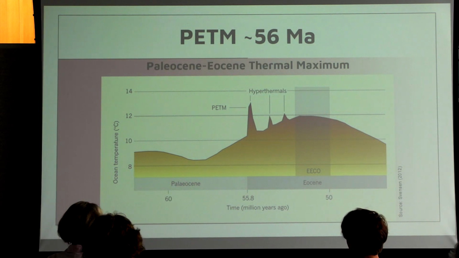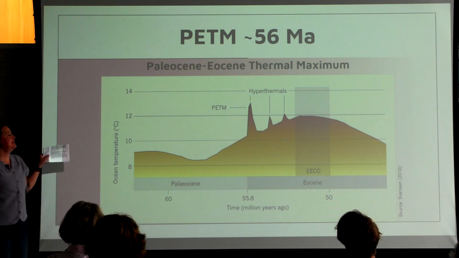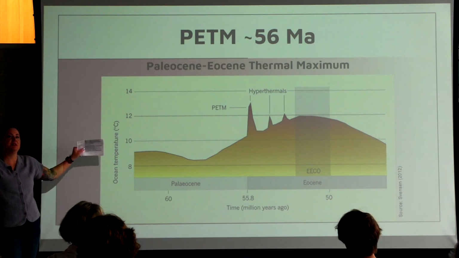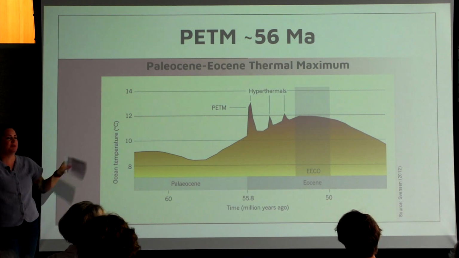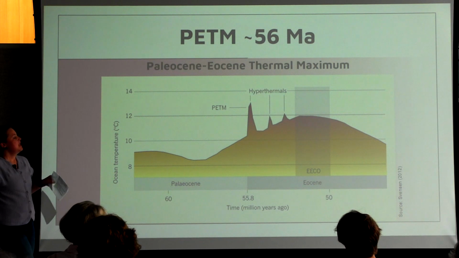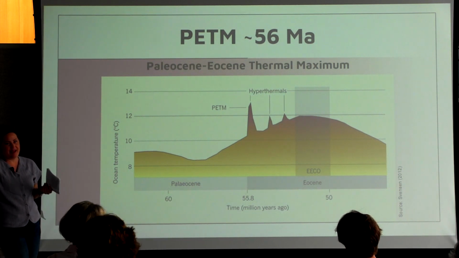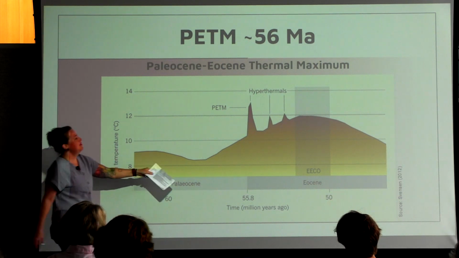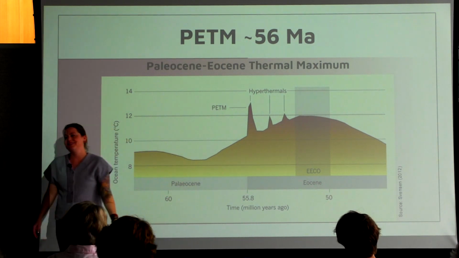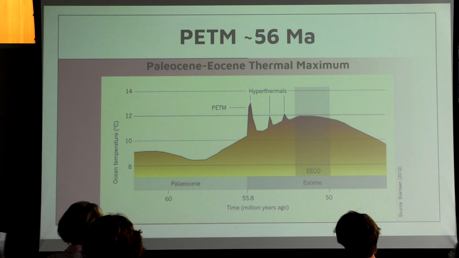But what's scary about this little PETM is that this is the most well-known climate change event in our Earth's history because it happened so recently. The other thing is that it's the closest proxy to what's happening right now. But this, even though this looks like almost a vertical spike, is nothing compared to what we're doing right now.